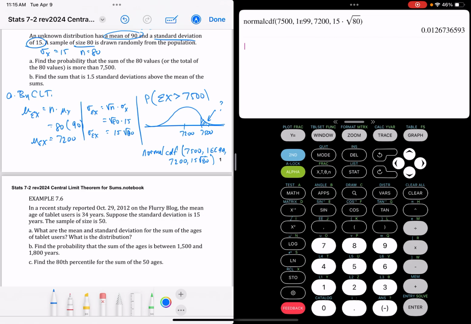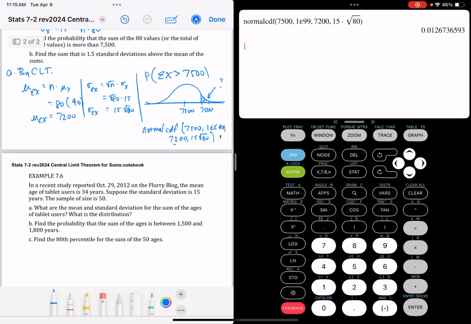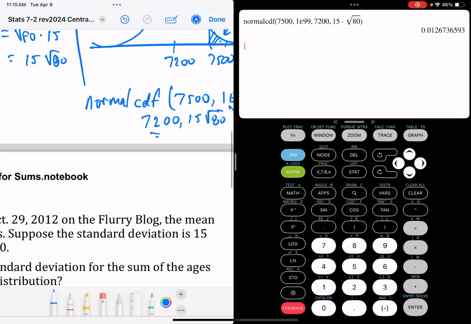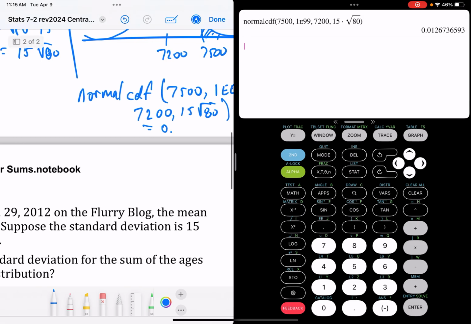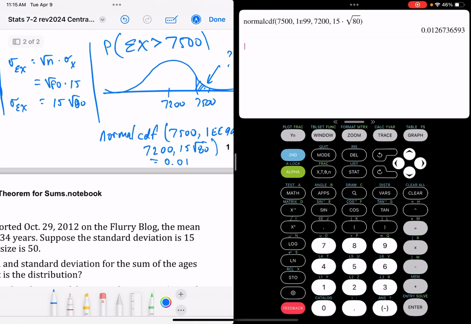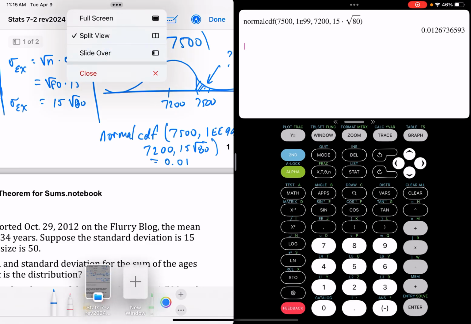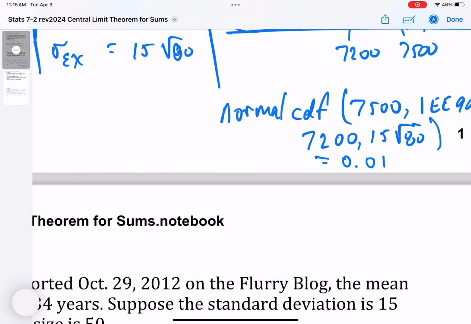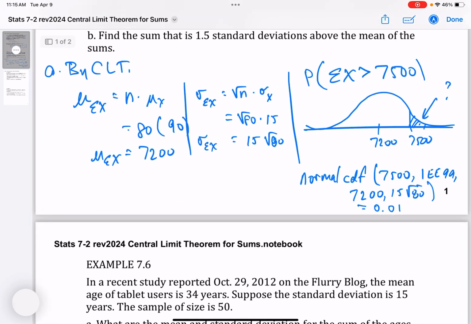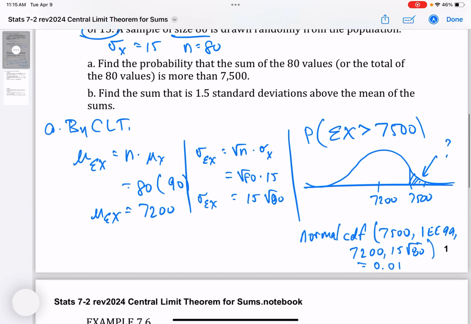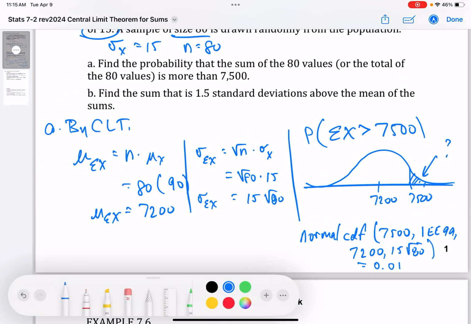Let's see, so back up through here, this is going to become 0.0, well, let's take it to 2 decimal places, so 0.01. So not a very high probability overall in this case, as far as ending up with our sums being more than 7,500. Okay. Let's take another look here at another question.